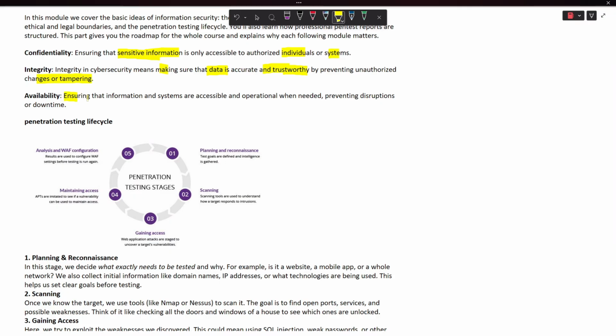After that, we have availability. Availability basically means ensuring that information and systems are accessible and operational when needed. Whenever you need that information, data, or systems, they should be accessible on time. If something bad happens with your data or systems and they are not available, then there is an issue of availability. So we must prevent disruption or downtime; there should be no downtime.